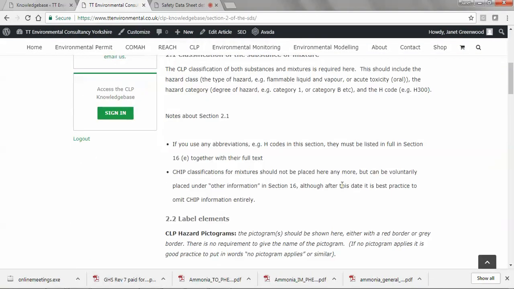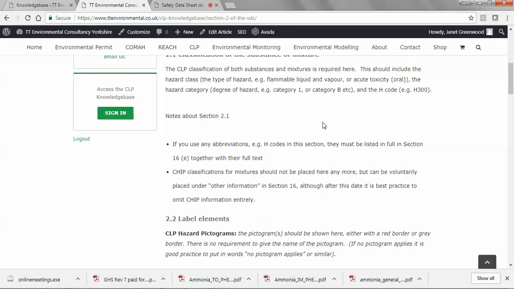The classification of the substance or mixture goes into section 2.1. It should include the hazard class, for example, flammable liquid and vapour, or acute toxicity, oral or by inhalation or whatever. It should have the hazard category, that is the Cat 1 or Cat B, depending on which hazard class you're in, and the H code. So for example, you might have acute toxicity oral Cat 2 H300.